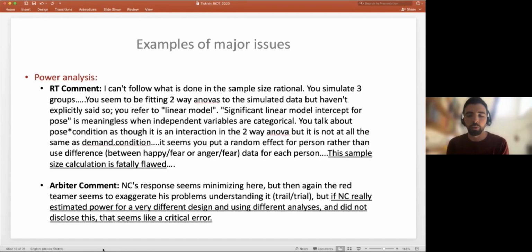There was also an issue with the power analysis identified by one of the reviewers. So they argued that the sample size calculation was flawed because the power analysis was done for a different design than what was actually done. And I think Nick ended up admitting this and saying, yeah, but we thought it was close enough, something like this. And the neutral arbiter agreed that this is a critical error because then you don't actually know what your power is to detect the effect.